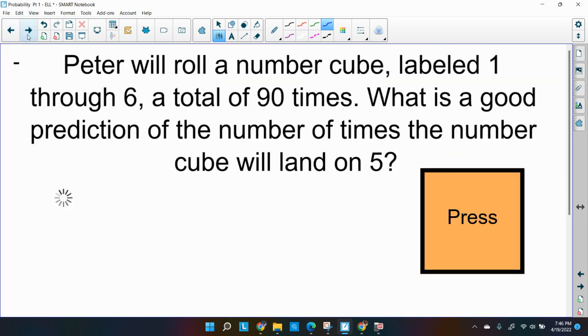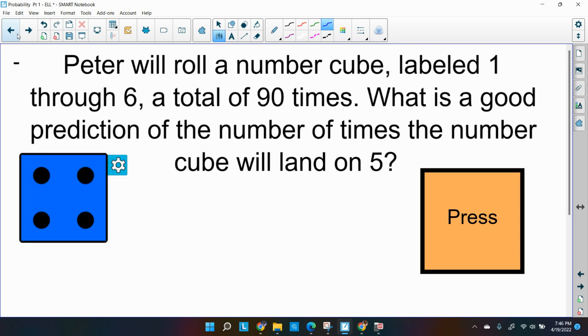Pretty good. So, all right. Peter will roll a number cube labeled 1 to 6, a total of 90 times. What is a good prediction of the number of times the number cube will land on a 5? All right. Well, as I said, we want to roll this. Let me get my pen tool. We want to roll this thing. And what's a good prediction of the number of times the cube will land on a 5?